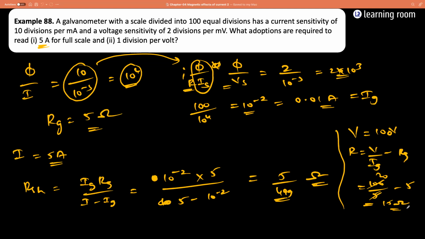Sir, IG is not 5, right? That's what I was thinking. Sir, IG is 10 power minus 2. It cannot be this small value. So with 10 power minus 2, you'll have 10,000. Correct? 10,000 minus 5 is 9995. Generally the resistance of a voltmeter will be somewhere greater than 5,000. So the answer is 9995 ohm.